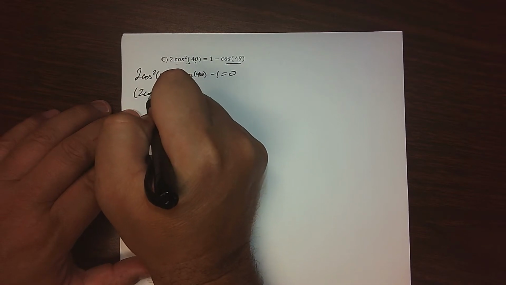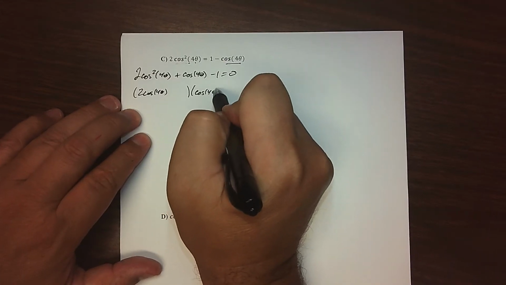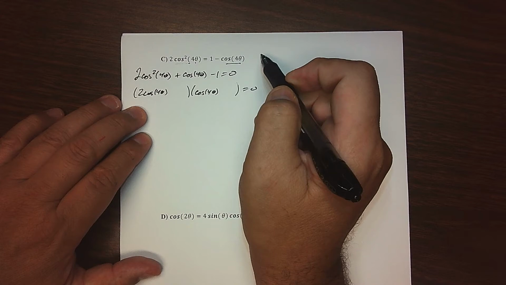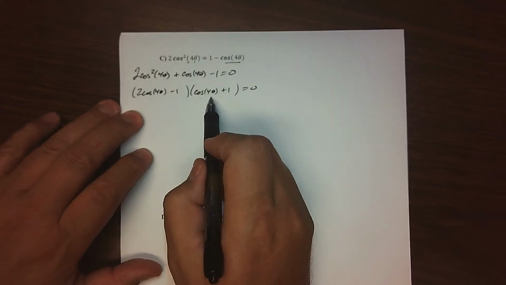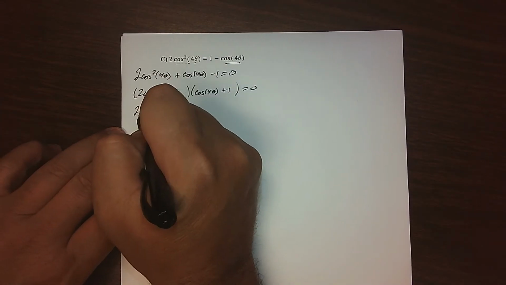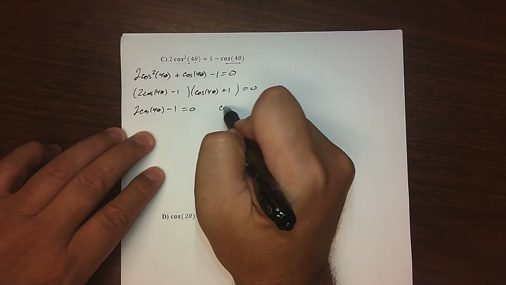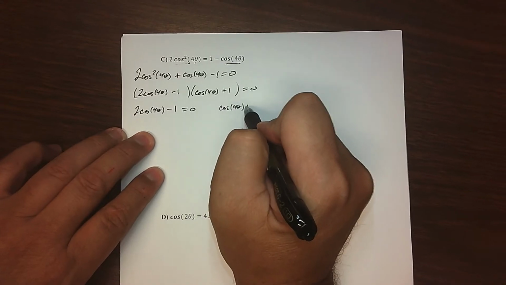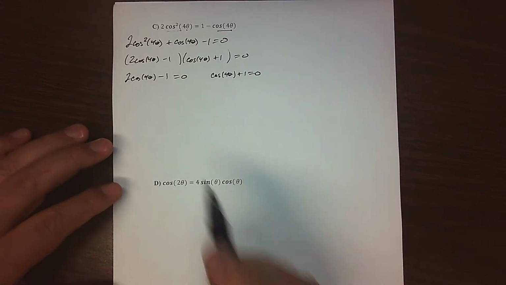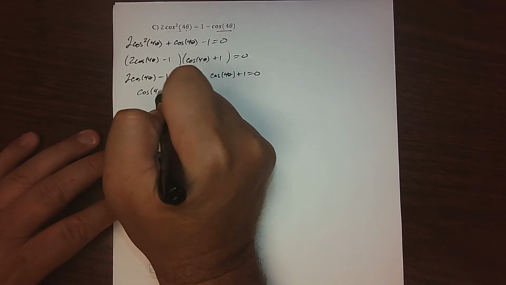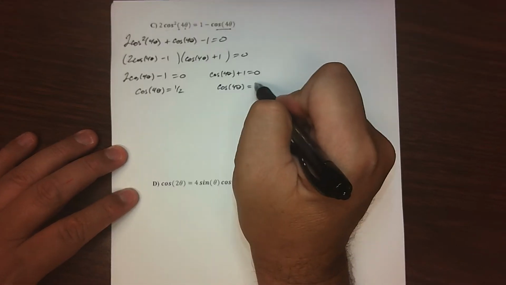This is 2 cosine 4 theta, and I think we have cosine 4 theta, and I believe this would have to be a plus 1 and a minus 1. I think that does the trick. Negative, positive. Yep. All right, so using our zero factor property, each one of those can potentially be 0. And so moving things over here, we get cosine of 4 theta equals a half. And over here we get cosine of 4 theta equals negative 1.